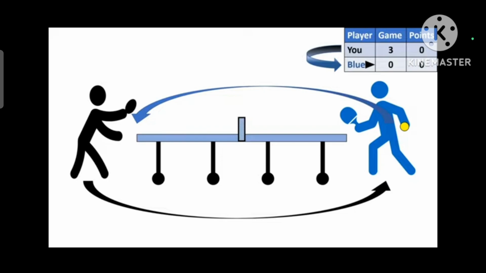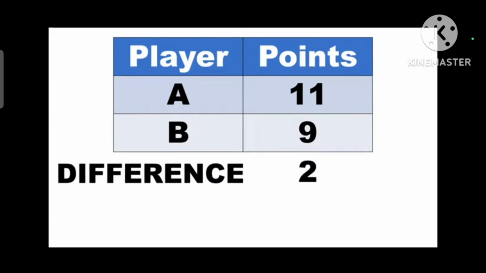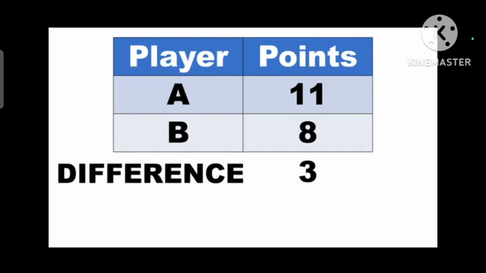You are the winner. Now I want to bring your attention to some situations. Let's say you have 11 points, your opponent has 9 points. Because A has 11 points and the difference is 2, A won it. If A has 11 and B has 8, the difference is 3, you won it. As long as A wins 11 points with a difference of 2, A wins the game.